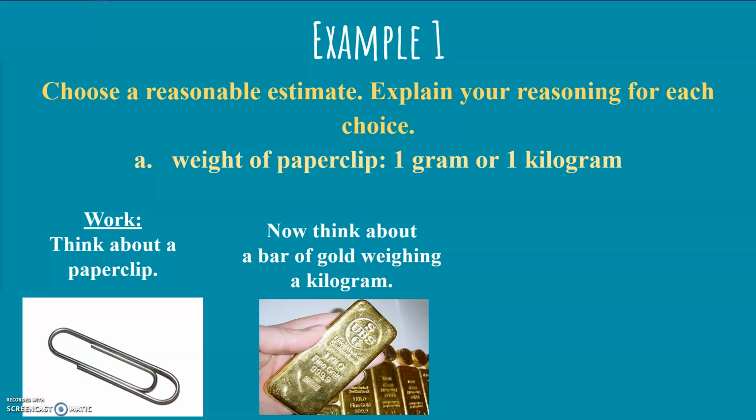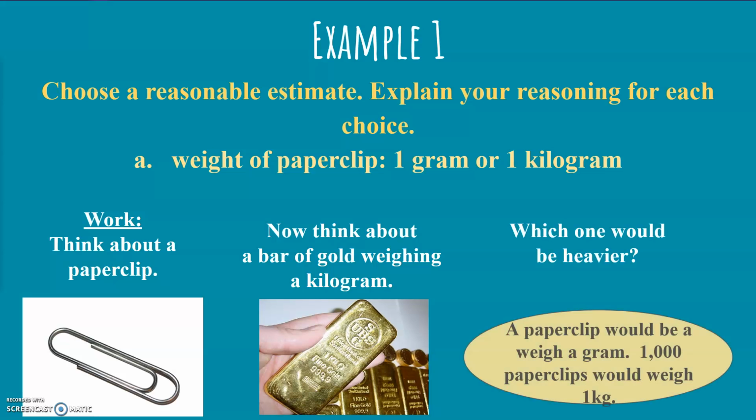We weigh things in pounds. My cat weighs 16 pounds. He probably weighs about 30 kilograms. There's about 2 pounds to a kilogram. So, which is a better estimate for the weight of a paperclip? 1 gram or 1,000 kilograms? Well, probably 1 gram. A paperclip would weigh about a gram.